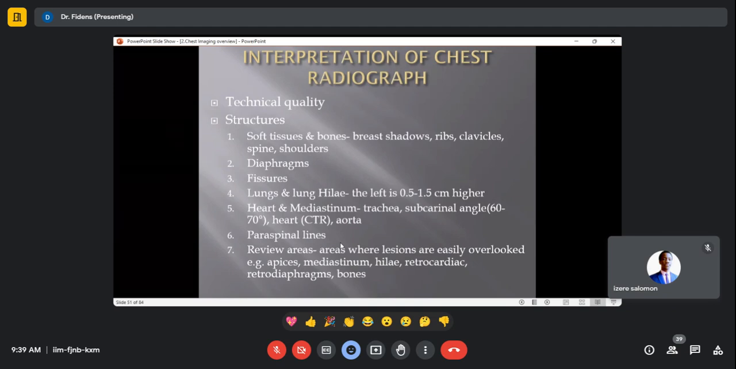I remember I told you about hidden areas in the lungs. There are areas where lesions are easily overlooked, like apical regions, especially the regions posterior to the clavicles, the mediastinum, and the heart, the retrocardiac space, and the hilum bilaterally, and posterior to the diaphragm, and posterior to some bones, to ribs. So you should review these areas so that you cannot overlook or miss some lesions.